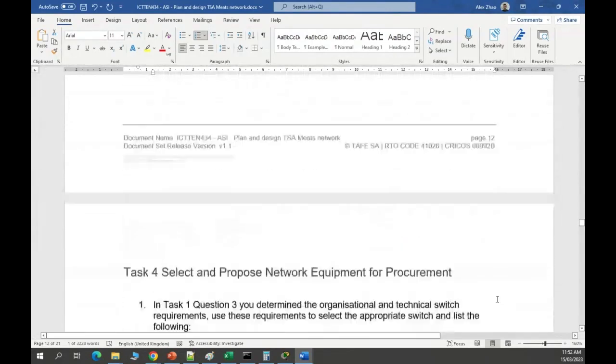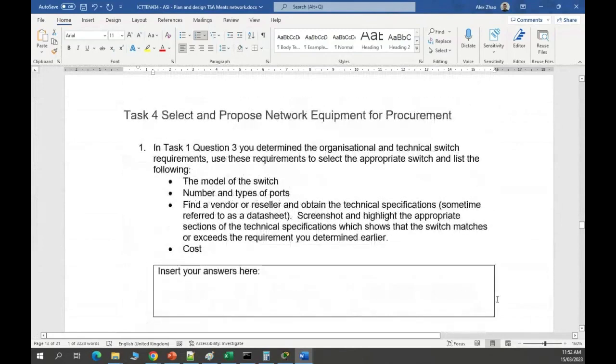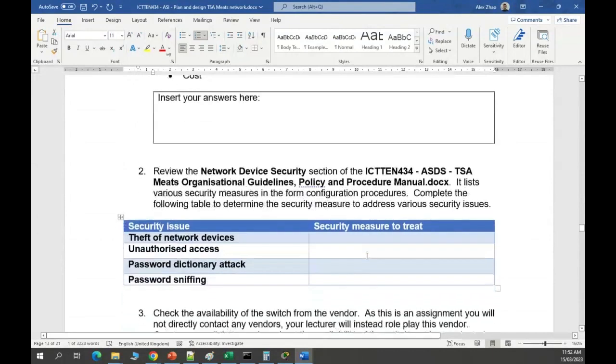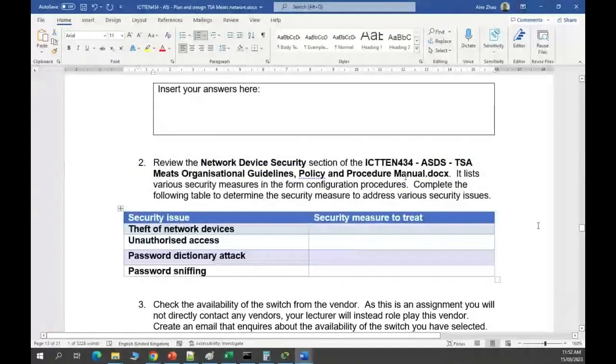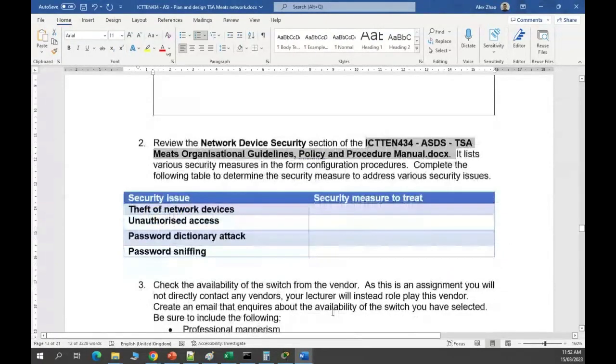All right, the next part: if you remember, one of the things you had to look up was to find the switch. This is something you guys have to do. Look at the requirements, find the switch that meets all of them, and put in the cost, etc. Then you talk about the guidelines and security policy for treating these types of attacks. That's just going to the manual and having a look at how these things could be protected against.